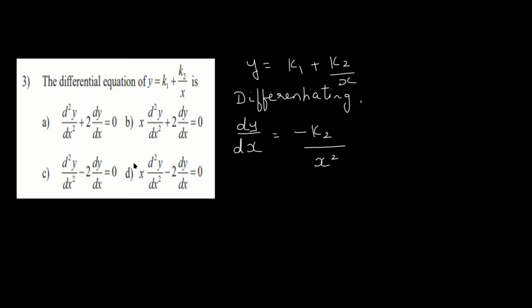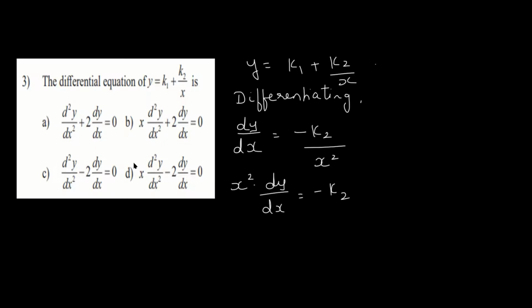Now, to eliminate all the constants, k1 and k2 are arbitrary constants. We have to eliminate both the constants. Only then can we get the answer. So our next step is bringing x square from the RHS onto the LHS. So this x square is brought to the LHS now. So we get over here x square into dy by dx is equal to minus k2.